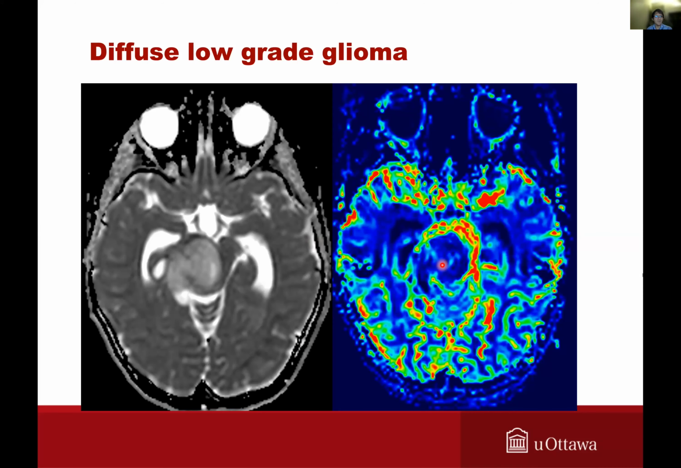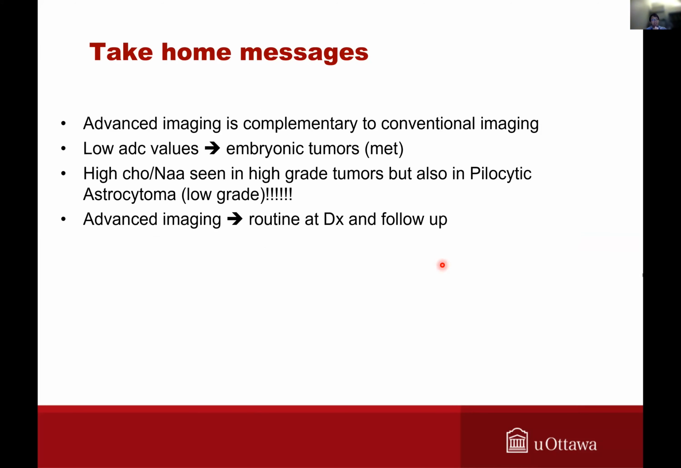So what I want you to remember from this presentation is that advanced imaging is complementary to conventional imaging, that low ADC values go with embryonal tumors, and high ADC values go usually with low-grade gliomas, or the NETs, for example. And high choline to NAA peaks can be seen in high-grade tumors, but remember that low-grade glioastrocytomas in pediatrics can have the same presentation.